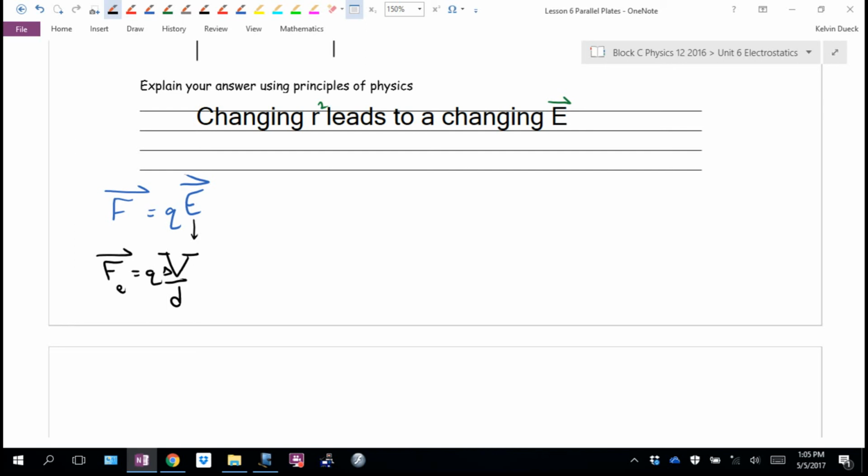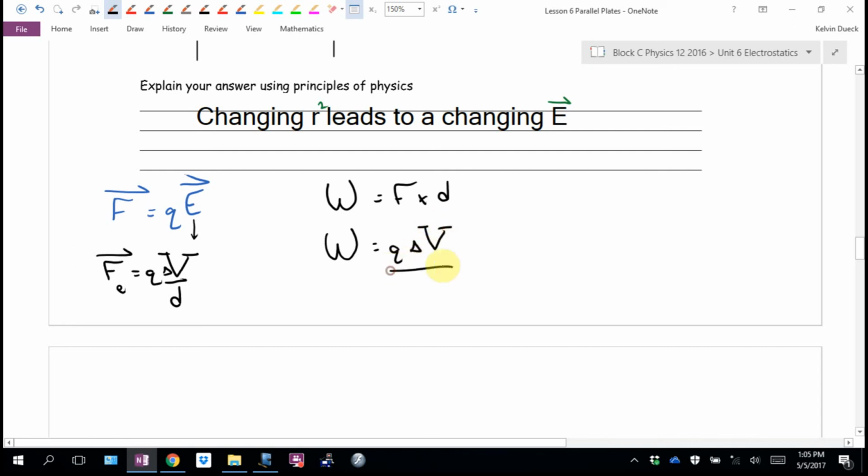Okay. That also means, since work equals force times distance, I guess work equals Q V over D times distance. What do you notice, Prith? These cancel. We've just, bring that back. Let me bring that back.